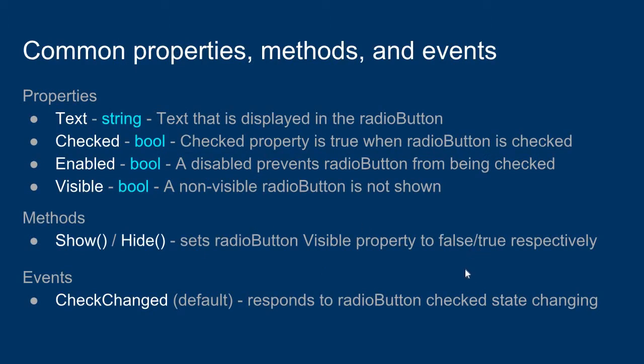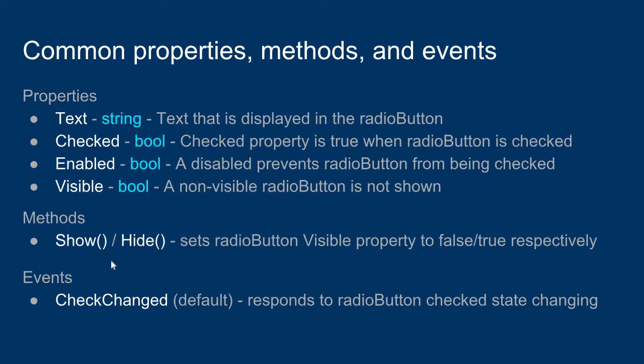Some common properties of the radio button are very similar to the checkbox. The text property contains a string that displays the text that is next to the radio button. The checked property is a Boolean property that tells whether the radio button is selected or not. The checked value being true means that the radio button is selected. The enabled property is a Boolean property that tells whether the radio button can be interacted with or not. The visible property is a Boolean property that tells whether the radio button is shown or not.